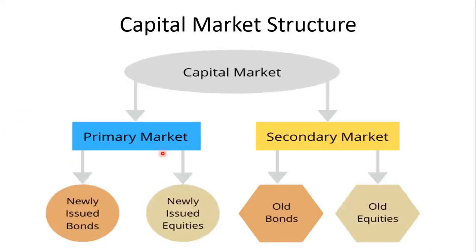See the capital market structure. We can divide the capital market into primary market and secondary market. Again, the primary market is divided into newly issued bonds and newly issued stocks, equities. Due to these primary market operations, the money will flow to the issuers, organizations or institutions or companies. In the secondary market, they are trading old bonds and old equities. There is no more cash flow into the issuing companies.